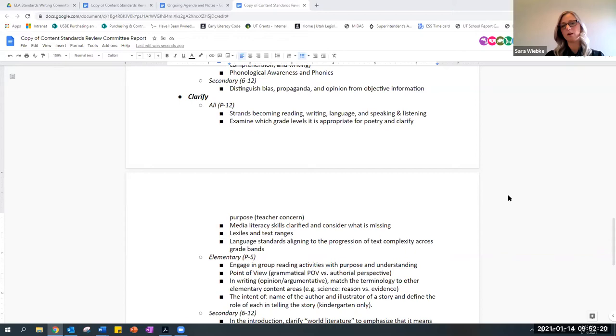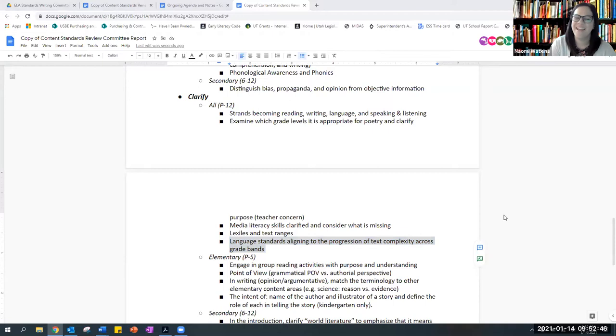And then Susan had a question about the bullet point on language standards aligning to the progression of text complexity across grade bands. Yes, so I'm trying to remember, Naomi, do you remember what the conversation was around that? It's not coming to me just yet. I might have to check my notes. Or Ashley or Connor, because I know you were in that group as well.